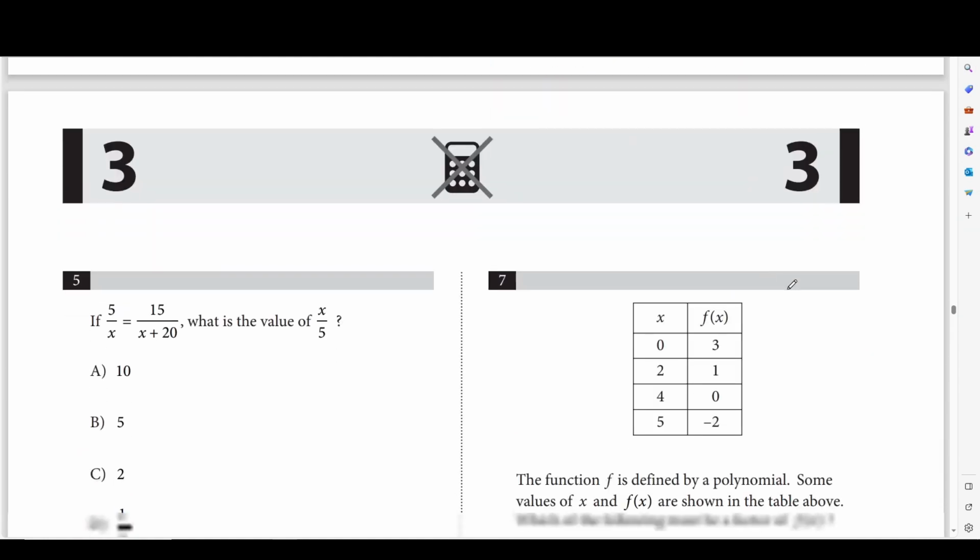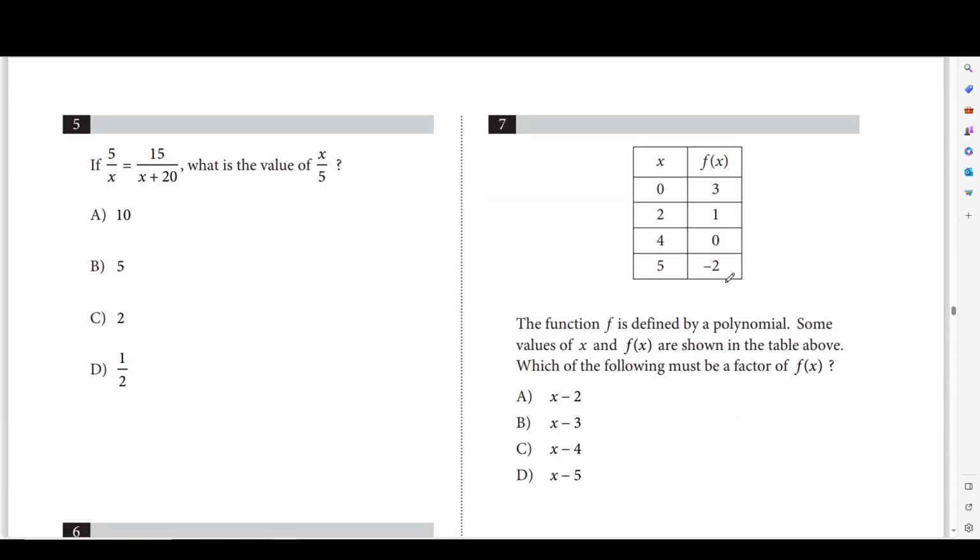That's all. So moving on to number 5, it says if 5 over x is equal to 15 over x plus 20, what is the value of x over 5? So all we have to do here is just cross multiply, solve for x, and then divide it by 5. So 5 over x is equal to 15 over x plus 20. I'm going to cross multiply. I'm going to multiply 5 times x plus 20, and now I'm going to multiply x by 15. So this is equal to 15 times x, which is 15x.